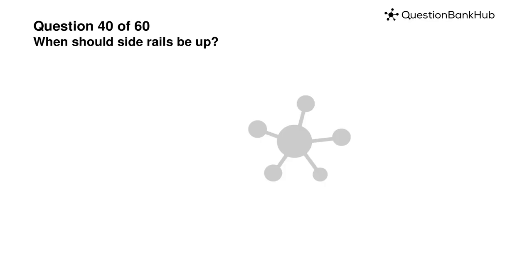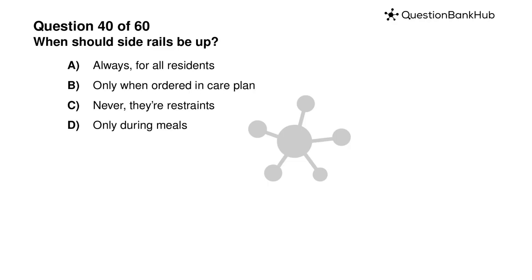Question 40. When should side rails be up? A. Always, for all residents. B. Only when ordered in care plan. C. Never, they're restraints. D. Only during meals.